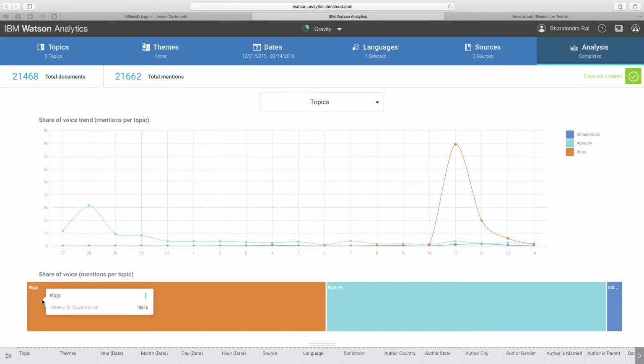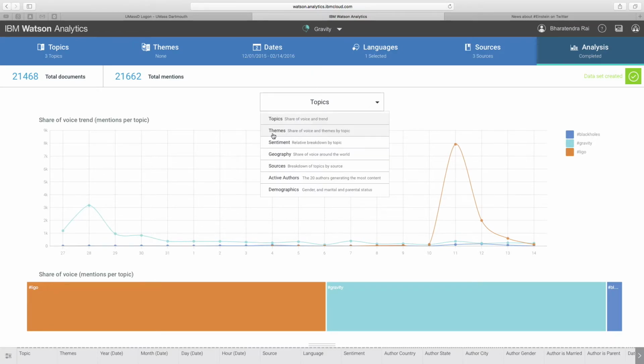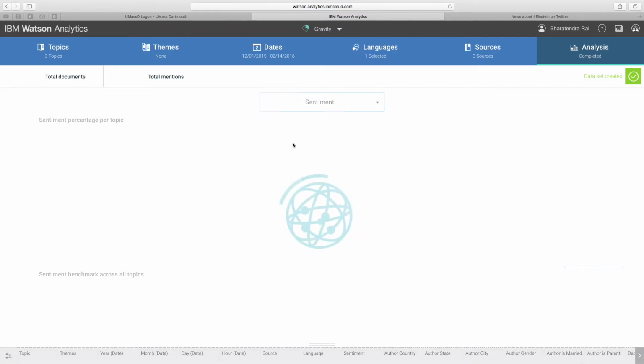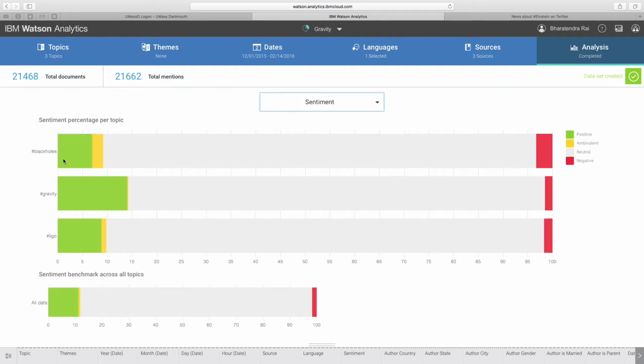You can also see the topics in this chart at a lower level. We don't have anything under themes, so I will skip that. Let's look at sentiment analysis. For all the three topics, whether it is LIGO, gravity, or black holes, generally sentiment is on the green side, mostly positive, and most of the topics are neutral, and there are some discussions on the negative side, but the majority of the discussions on social media is positive.